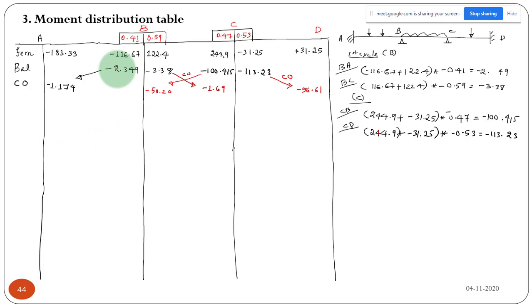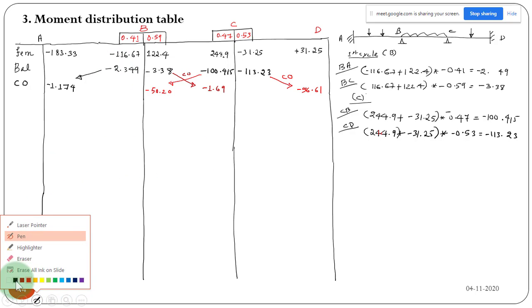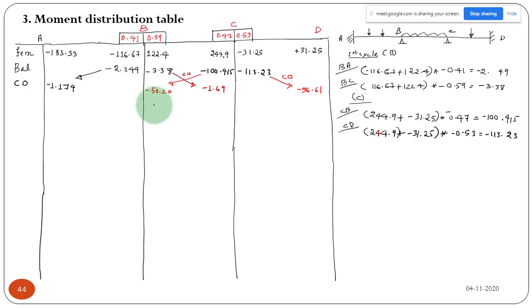So this is the first cycle. In one cycle you did not get the final answer. We could not do the balancing, additional moments are coming from the far end. So again you have to do the next cycle. You go for the second cycle.